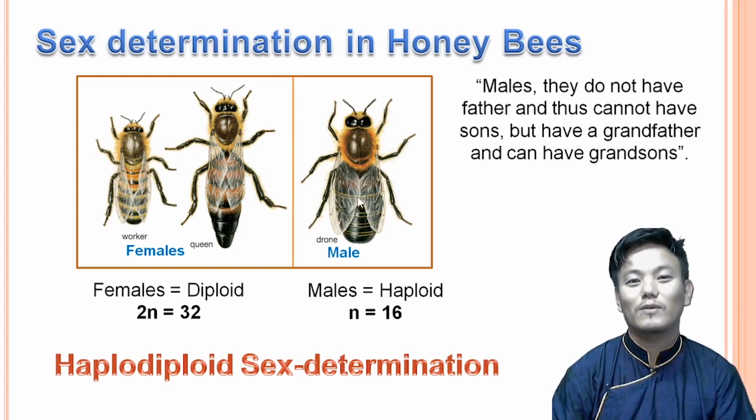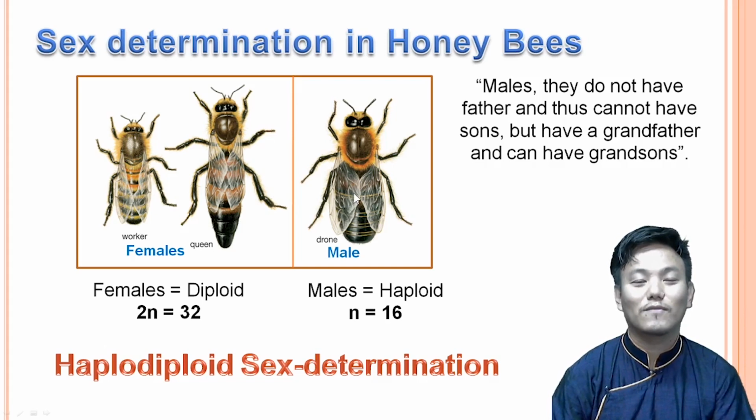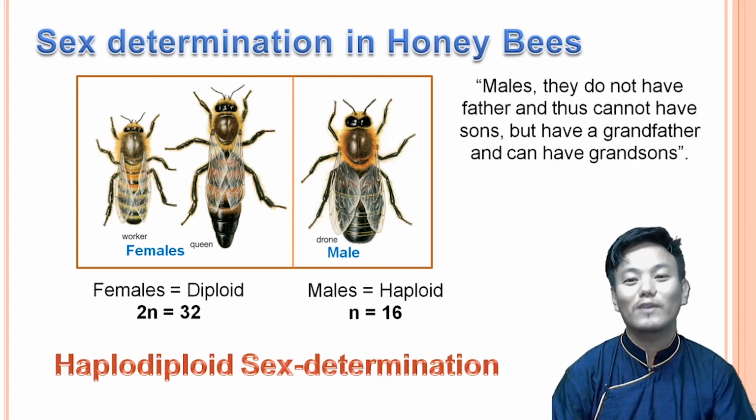Males, we are talking about drones in honeybees, right? Male honeybees do not have a father and thus cannot have sons, but have a grandfather and can have grandsons. This honeybee did not have a father. Why? Because it was formed from an unfertilized egg of a queen, right? So this male did not have a father. It cannot have sons. Why? Because if its sperm fertilizes the queen's egg, the resulting individuals will all be females, right? So it cannot have sons.